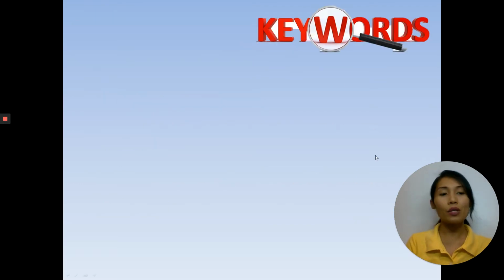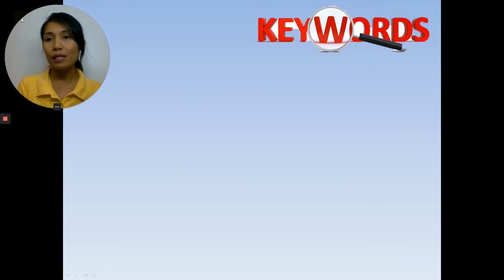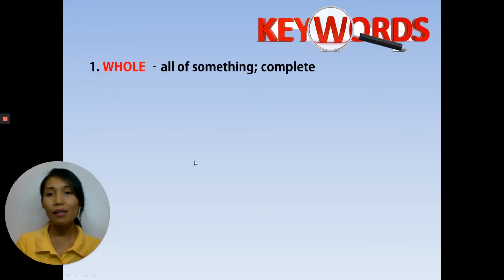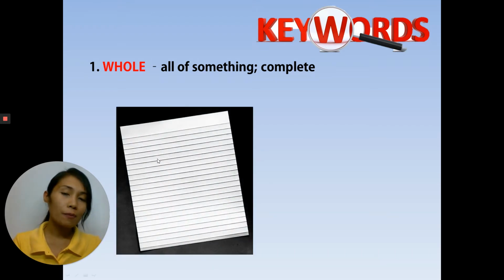All right. So the keywords that we're going to use in these lessons are whole. Whole means all of something, or complete. Okay, it's the whole thing. I want to eat a whole apple. Okay, not half. Okay, like this paper. You see, it's a whole sheet of paper.